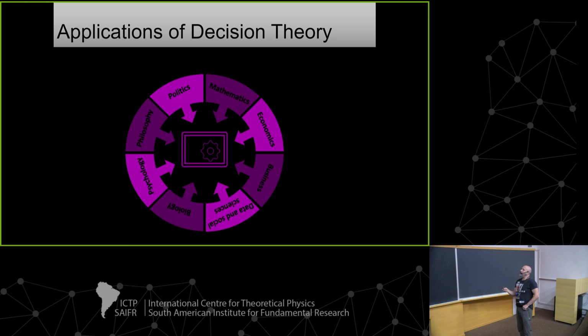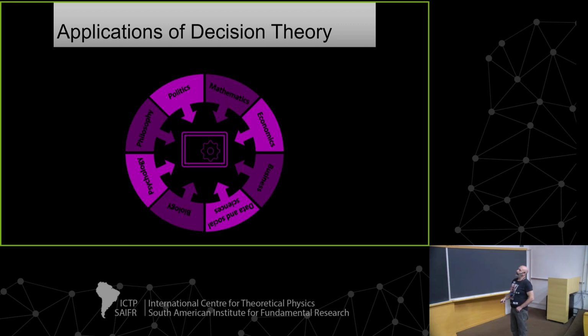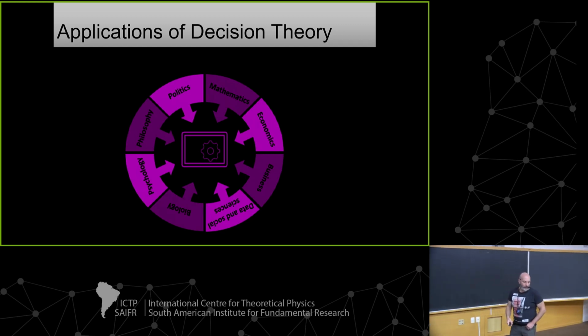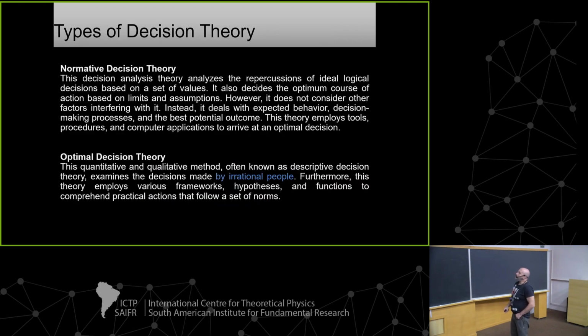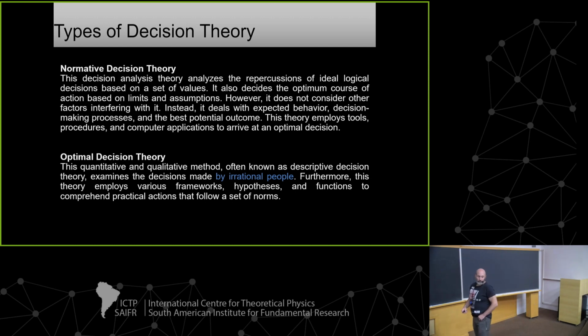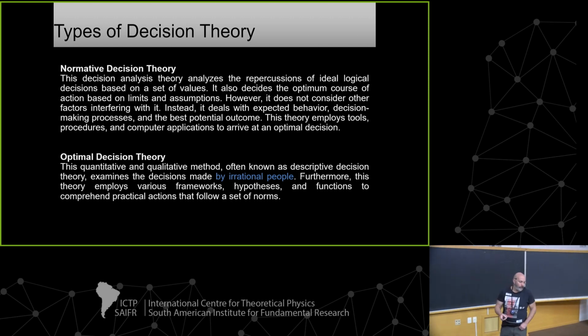So these are the areas of application of decision theory: psychology, biology, philosophy, politics, mathematics, economics, physics is not here, but data and social sciences and business. So decision theory permeates a lot of areas of knowledge. And there are two types of decision theory: the normative decision theory, which is when the decision analyzes the repercussions of ideal, logical decisions, based on a set of values.